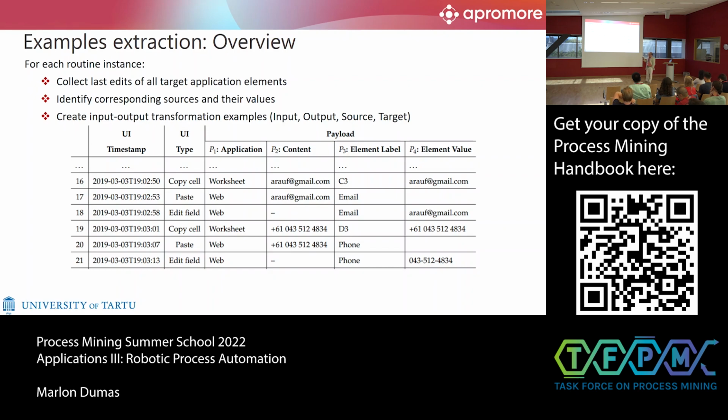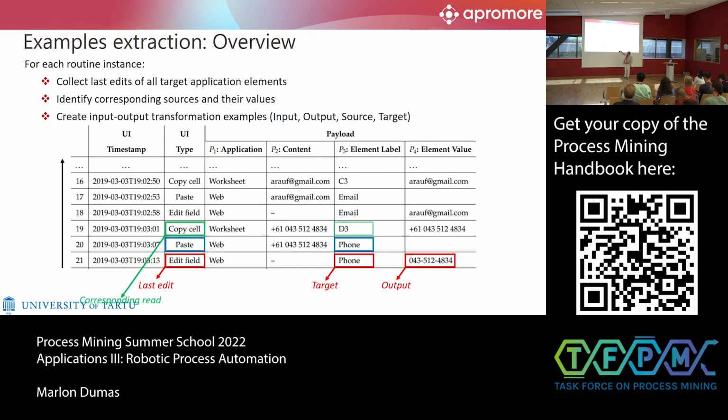Then, for each routine instance, we do this. I go from the last step to the first one. I look for the write operations, like this edit field is a write operation. I look for all the previous reading steps. Then I say, this writing step most likely comes from these reading steps. So I read data and I wrote it here. Then I say, here's an example for this data transformation discovery problem: I have these inputs and I need to produce these outputs.